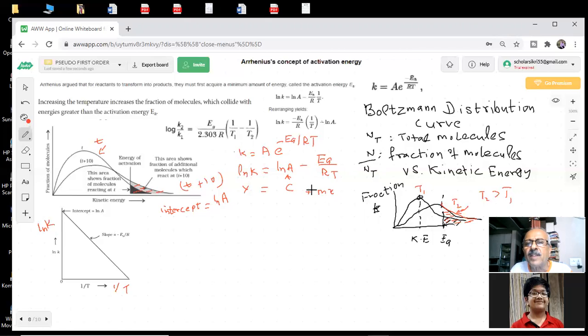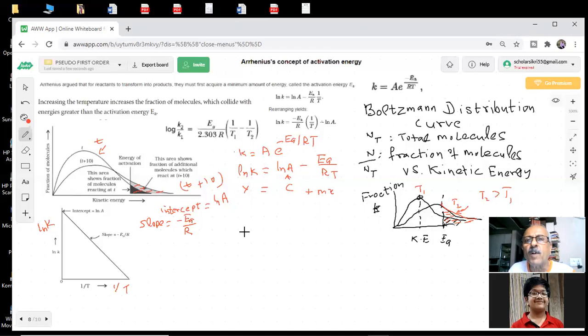And the slope, what is the slope? Minus Ea by R. Very important now, slope. Slope is equal to minus Ea by R, students. So from the slope value, a numerical was given to find the activation energy. They will say the slope of ln k versus 1 by T value is given, find the activation energy. This is the formula.